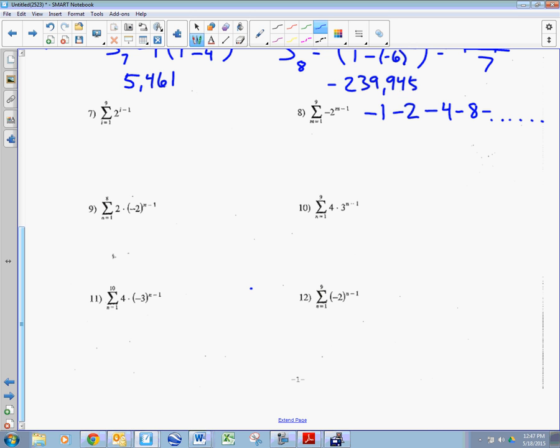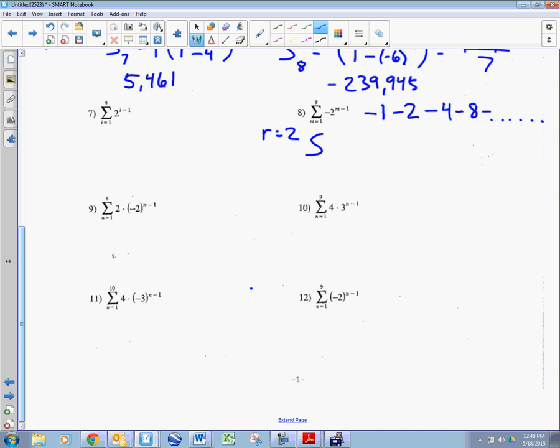What is our ratio? What are we multiplying by every time? We're multiplying by 2 every time. So r is equal to 2. Even though we have negative results, the negative comes from this negative sign right there. So we have positive 2 for r.